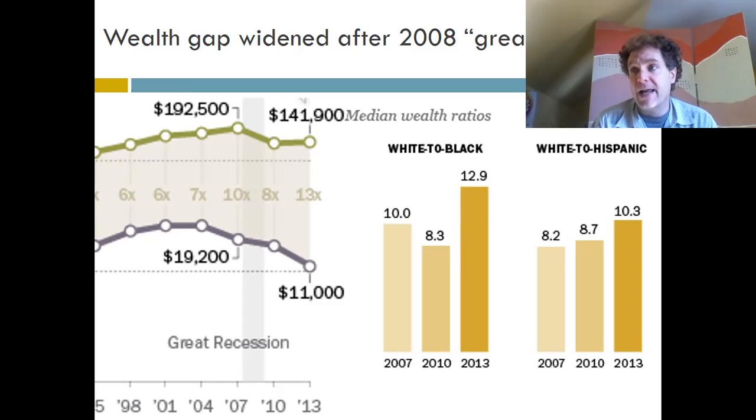So Asian, Hispanic, and Black Americans saw their wealth fall by about 60%, whereas white Americans actually only saw their wealth fall by about 23%, right? And so, as you can see in this.